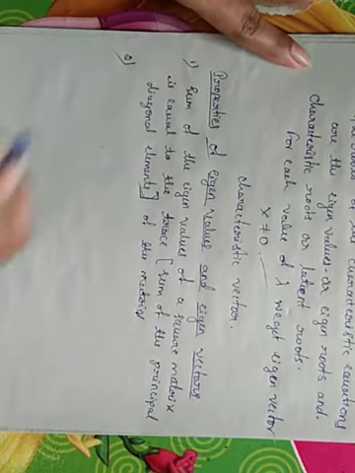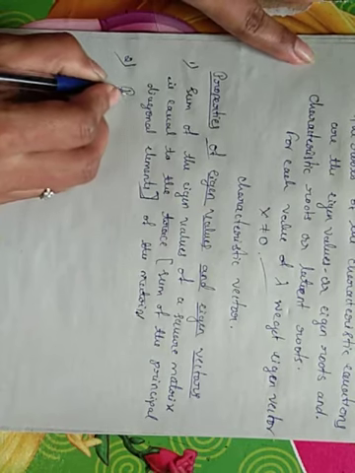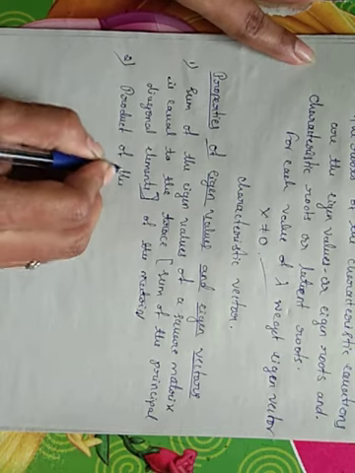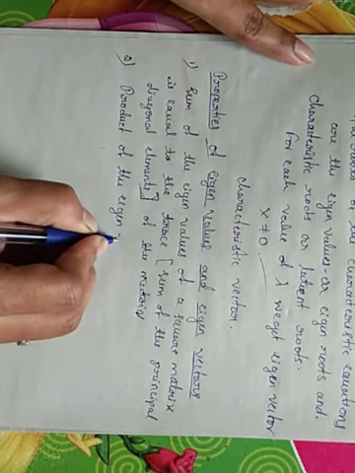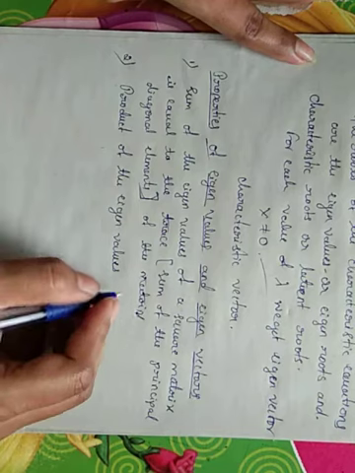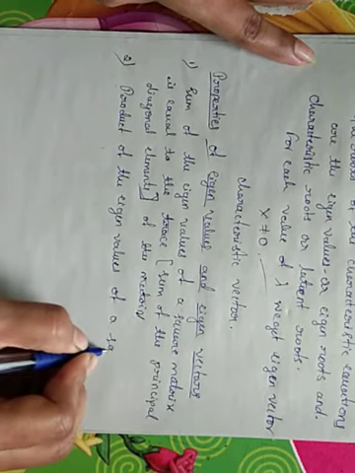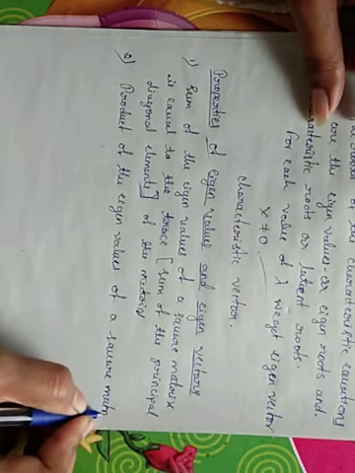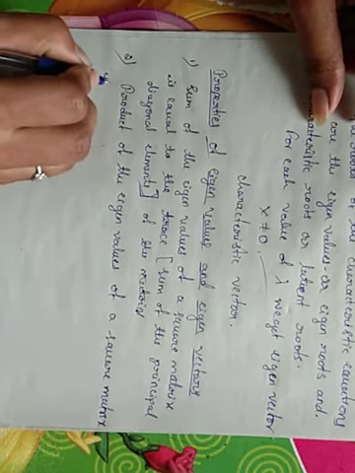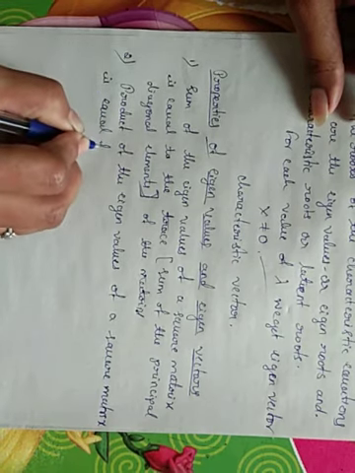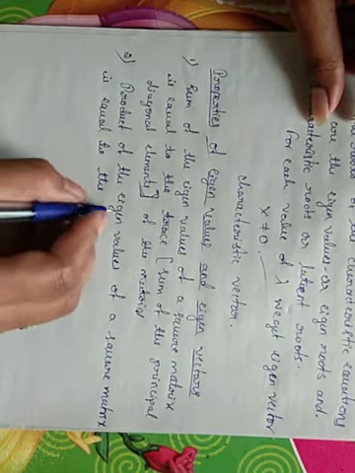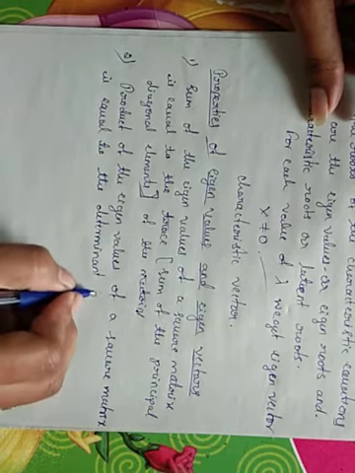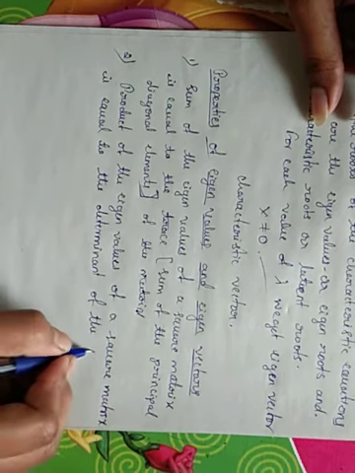So the second property says that the product of the eigenvalues of a square matrix is equal to the determinant of the matrix.